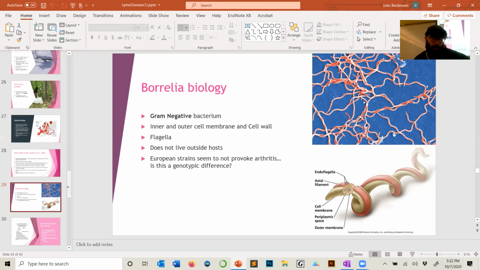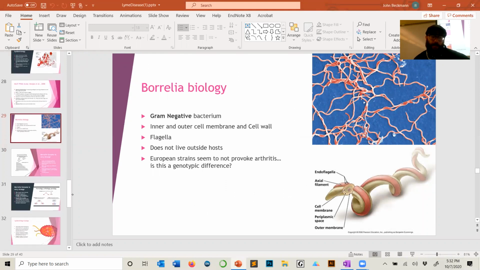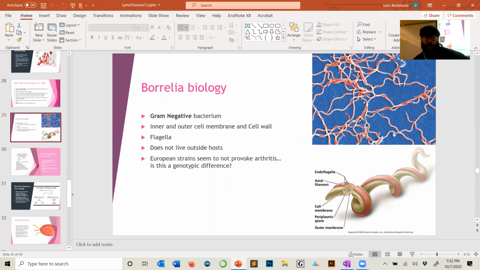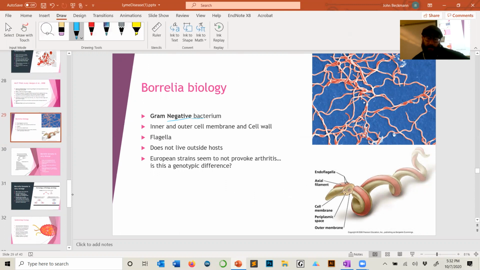So let's talk about Borrelia now. Borrelia is the causative pathogen of Lyme's disease. It's really good at antigenic variation. It's a gram-negative bacterium. It's got an inner and outer cell membrane, flagella, and doesn't live outside the host.